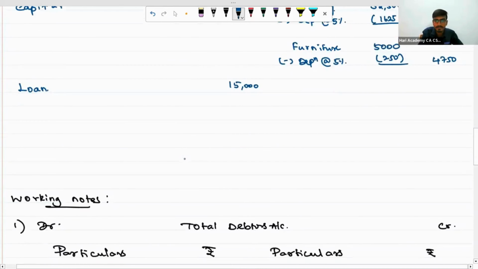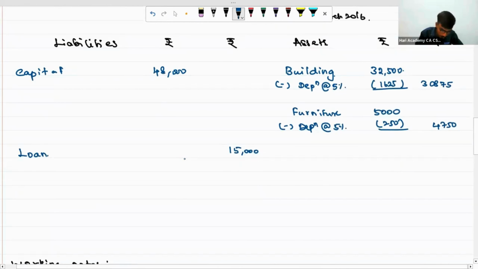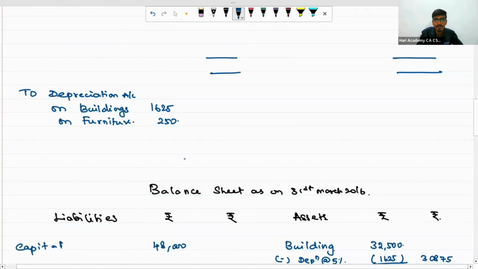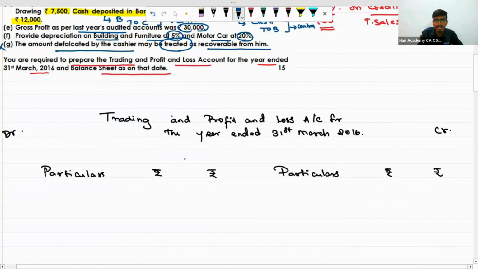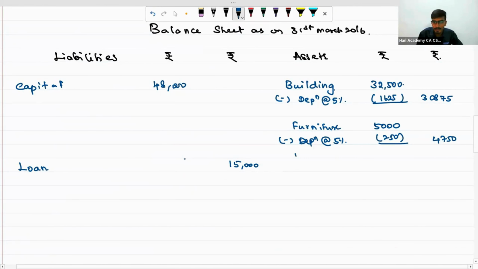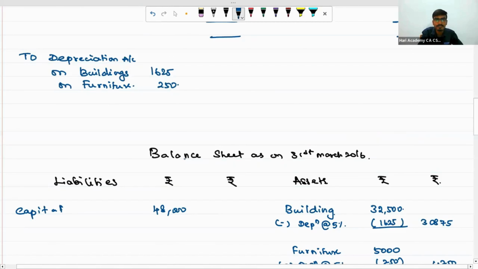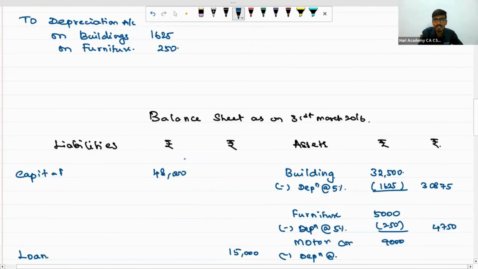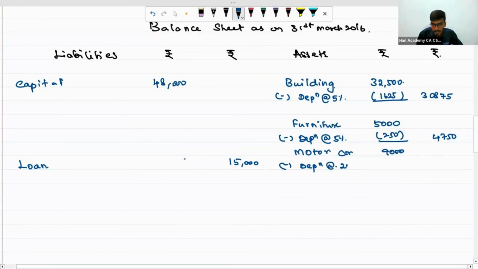Once it has been done, what is the next thing which you have done? We are just doing simple posting, nothing else. Next is motor car. What is the motor car value? 9,000 is the motor car. Less depreciation. What is the depreciation rate they have given? The depreciation rate they have given is 20%. So 9,000 into 20% will give you 1,800, minus equal to, you will get 7,200.